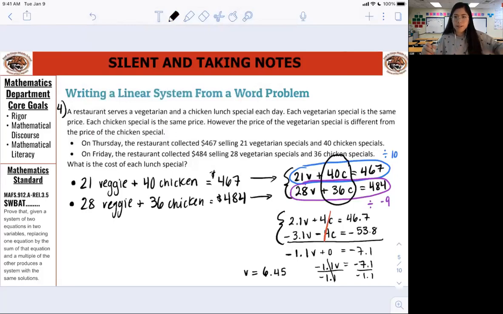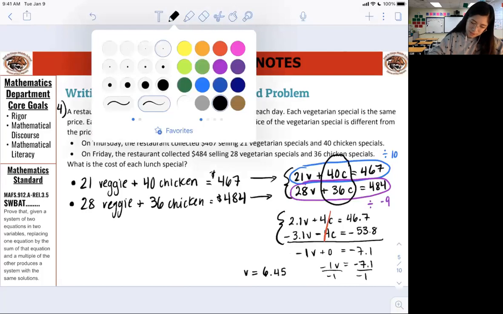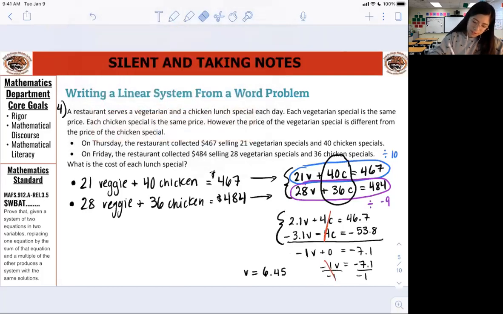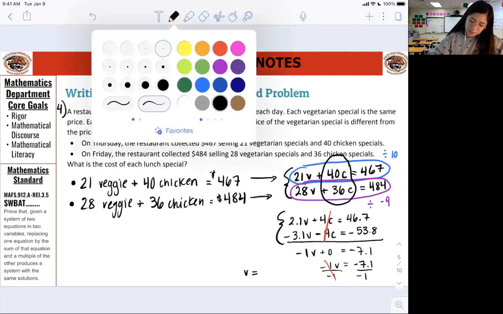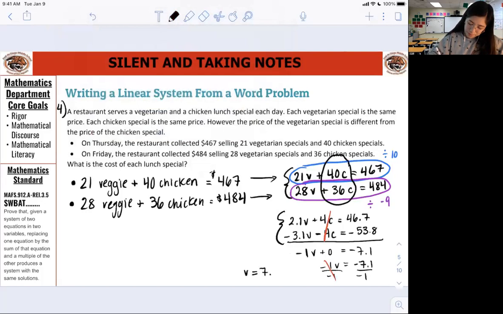Oh, sorry. Yeah, I just saw in the chat. I think we made a little mistake. This is just negative 1V. I'm sorry, guys. I think I typed that wrong. That was me messing up on my calculator. So see, it happens. Okay. So when you just divide that by -1, it's just positive 7.1. $7.10 for the vegetarian meal.